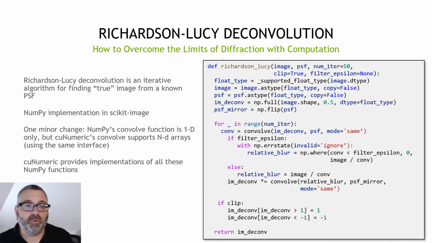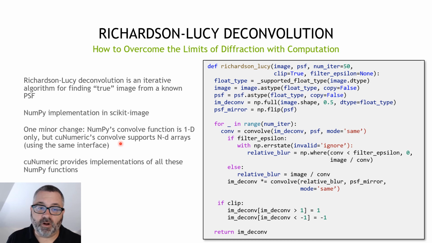As one more example, we took an example from scikit-image of a Richardson-Lucy deconvolution. This implementation is based on NumPy, and it's available in the scikit-image library. We've changed it so that instead of using the NumPy package, we use cuNumeric instead. One notable thing I'll point out is that the convolve method in NumPy is limited to 1D arrays. cuNumeric actually supports convolutions across multi-dimensional arrays, and that results in a pretty significant performance improvement.